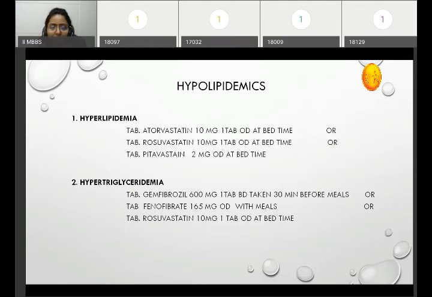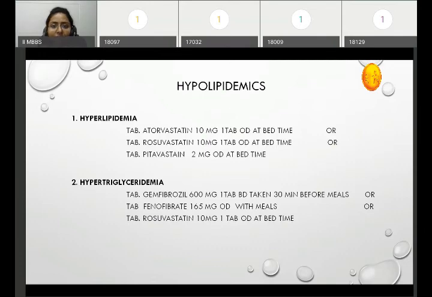Okay, gemfibrozil is a fibrate given in the dose of 600 milligram, one tablet BD, taken 30 minutes before meals. While fenofibrate is a fibrate group of drug which is given in the dose of 165 milligram with meals, and this is the only fibrate along with which a statin can be given.